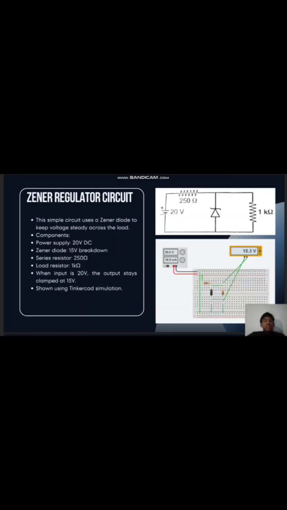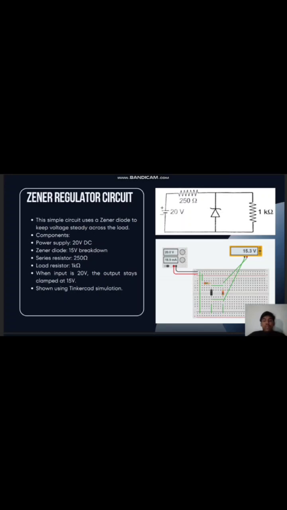This is a simple circuit using a Zener diode to keep the voltage steady across the load. In this example, a 20 volt DC power supply is connected in series with a 250 ohm resistor and a 15 volt Zener diode, which is placed in reverse bias. A 1K load resistor is connected in parallel with the Zener diode.